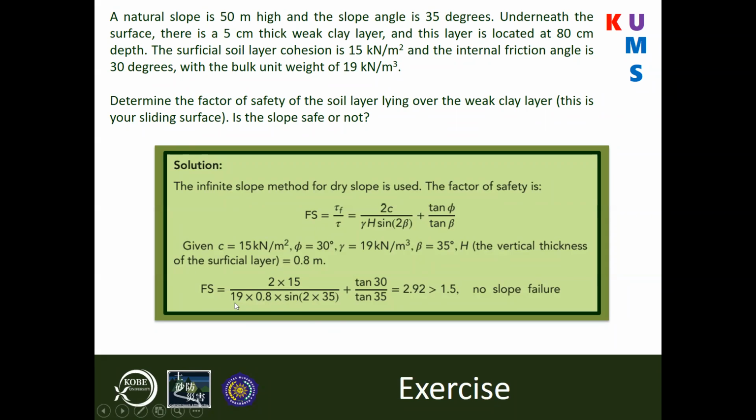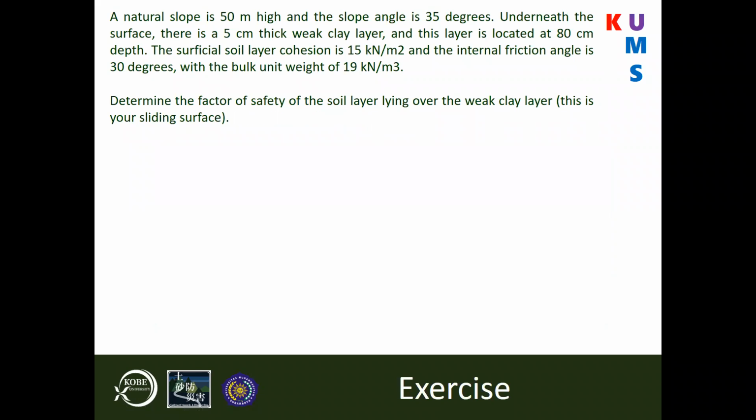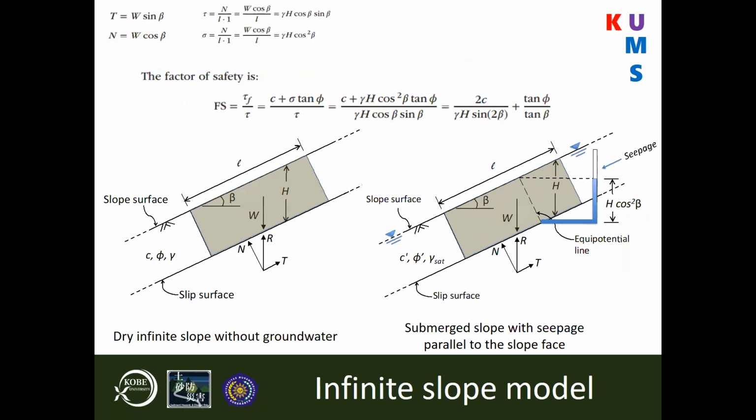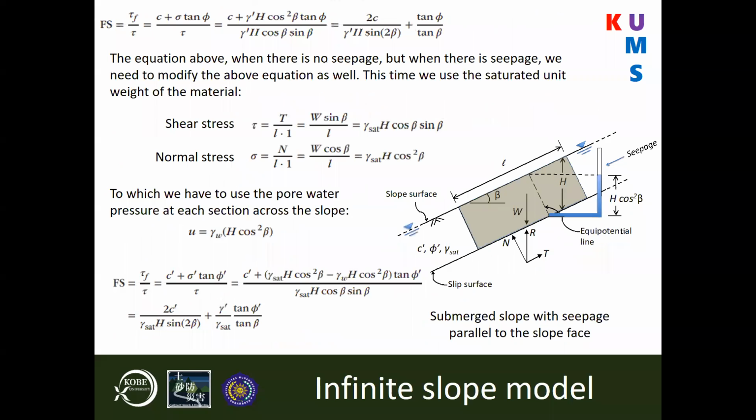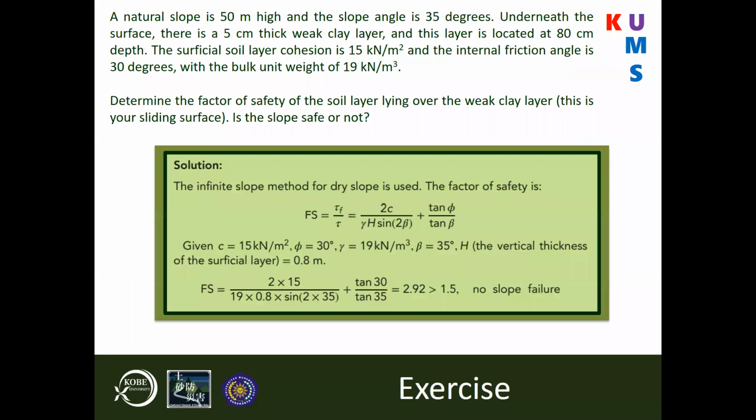So 2 times 15 by 19 multiplied by 0.8 sin 2 by 35, and you have a value of 2.92, which is really, really high. So no slope failure. Very easy, basically. You just have to plug in the number in the equation. You look at your problem: do we have water, no water, seepage, no seepage? And choose one of those equations, equation 1, 2, or 3, and then you can get your answer. This is very straightforward. I hope that you all got that answer, no slope failure.